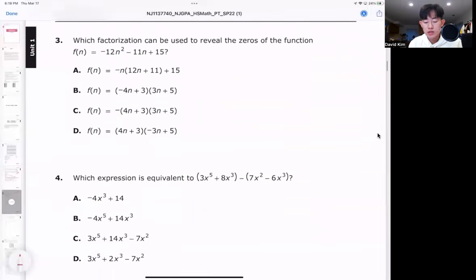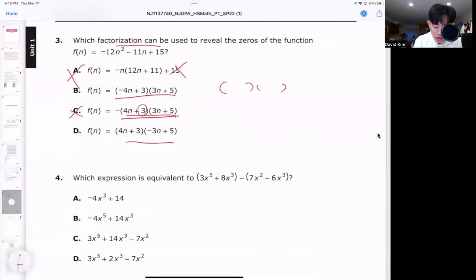Okay, number 3, which factorization can be used to reveal the zeros of the function? This one is simply a factoring question. So I would probably suggest you just FOIL this out and pick the best one. It seems like the answer choices I can eliminate are A and C right out of the gate, because if I'm talking about factorization, I want to have it in this format, which eliminates A.